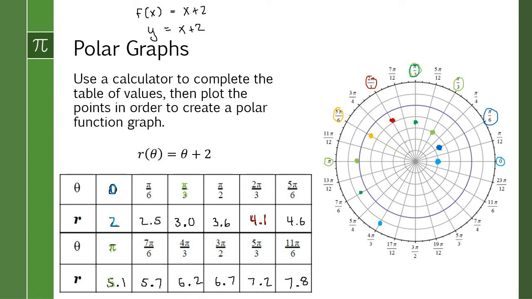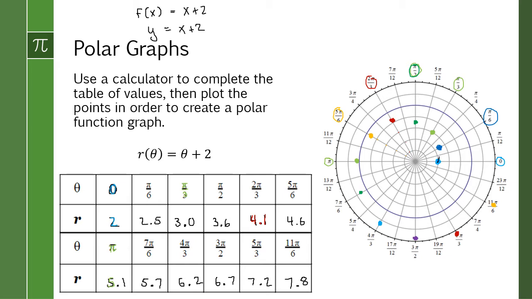And then I'm going to run out of space on the graph here pretty soon, but at 3 pi over 2, my radius is 6.7. And then at 5 pi over 3, we're officially off the graph just by a little bit, 7.2. And I can probably make an estimate here, 11 pi over 6, 7.8, probably about there. So we've got a bunch of different points, and now we want to connect the dots. Connect these as smoothly as possible and see what kind of shape this makes.